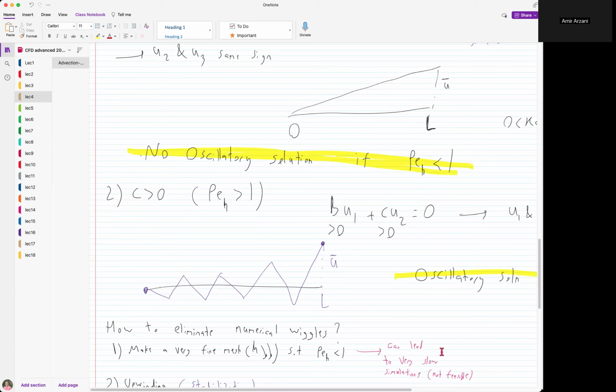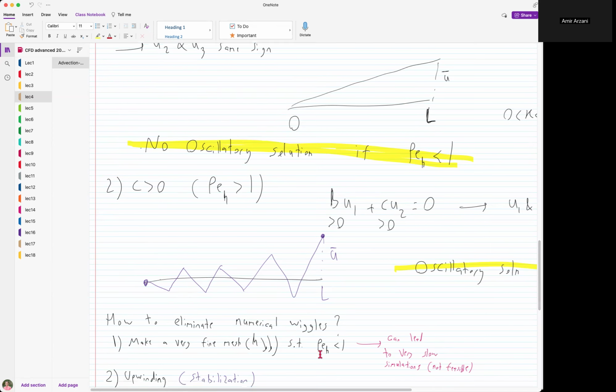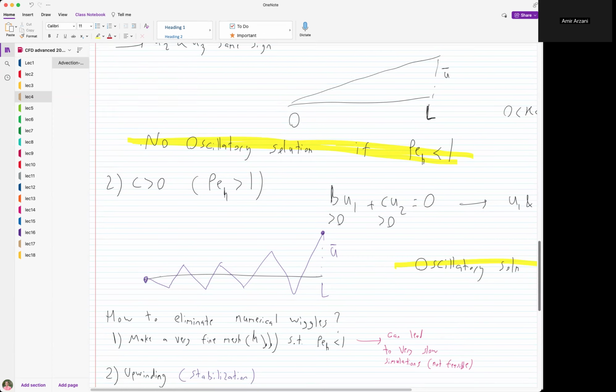So this can be very difficult to solve, especially if you move away from the 1D problem and go to multi-dimensions. Okay, so that's the first choice. Always making a finer mesh helps, and so it does in this case. But a lot of times it's not practical.